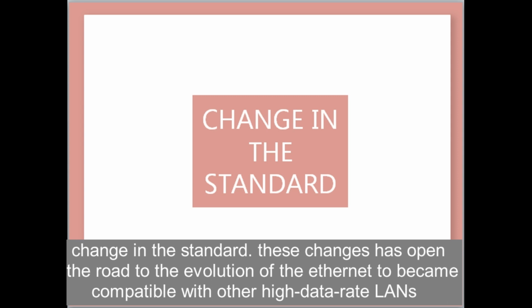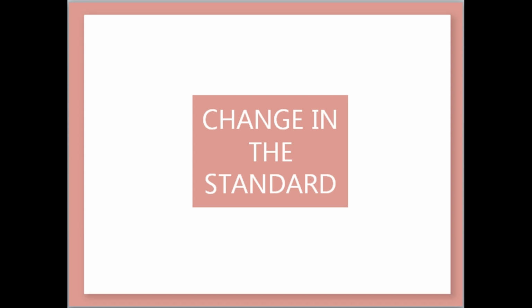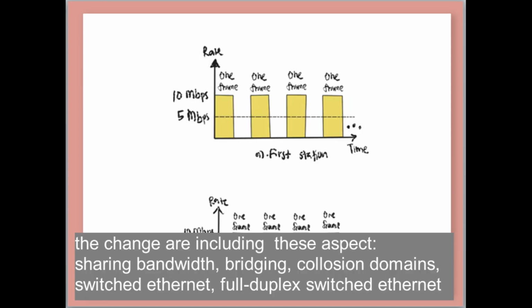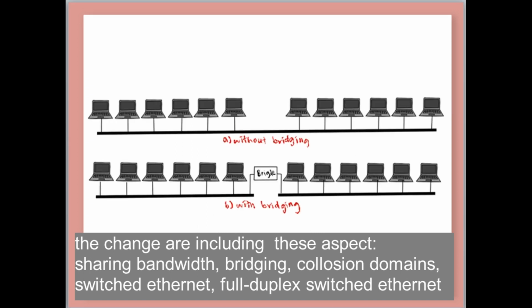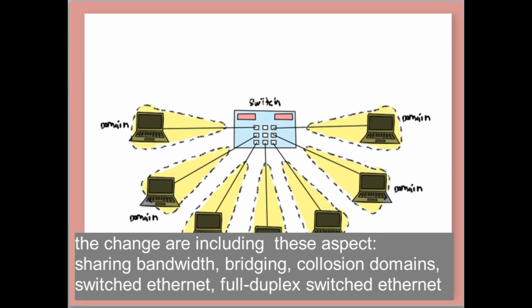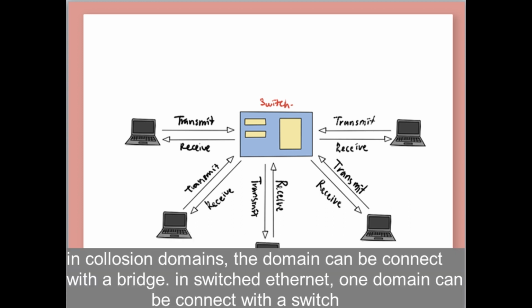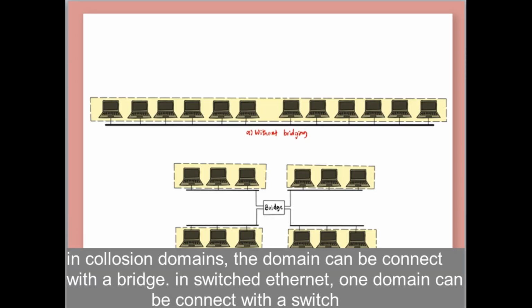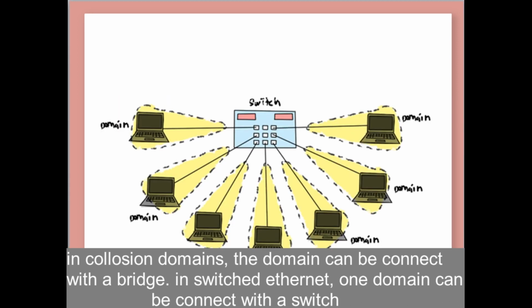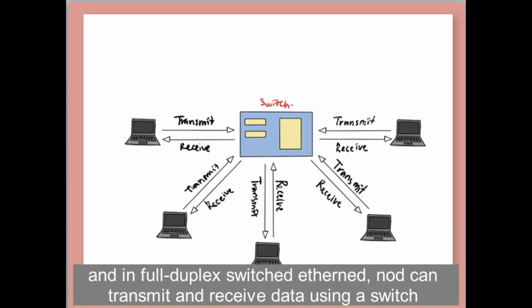Changes in the standard. This change has opened the road to the evolution of Ethernet to become compatible with other high data rate local area networks. The changes include these aspects: sharing bandwidth, bridging, collision domains, switched Ethernet, full duplex switched Ethernet. In collision domains, the domain can be connected with a bridge. In switched Ethernet, one domain can be connected with a switch. And in full duplex switched Ethernet, a node can transmit and receive data using a switch.